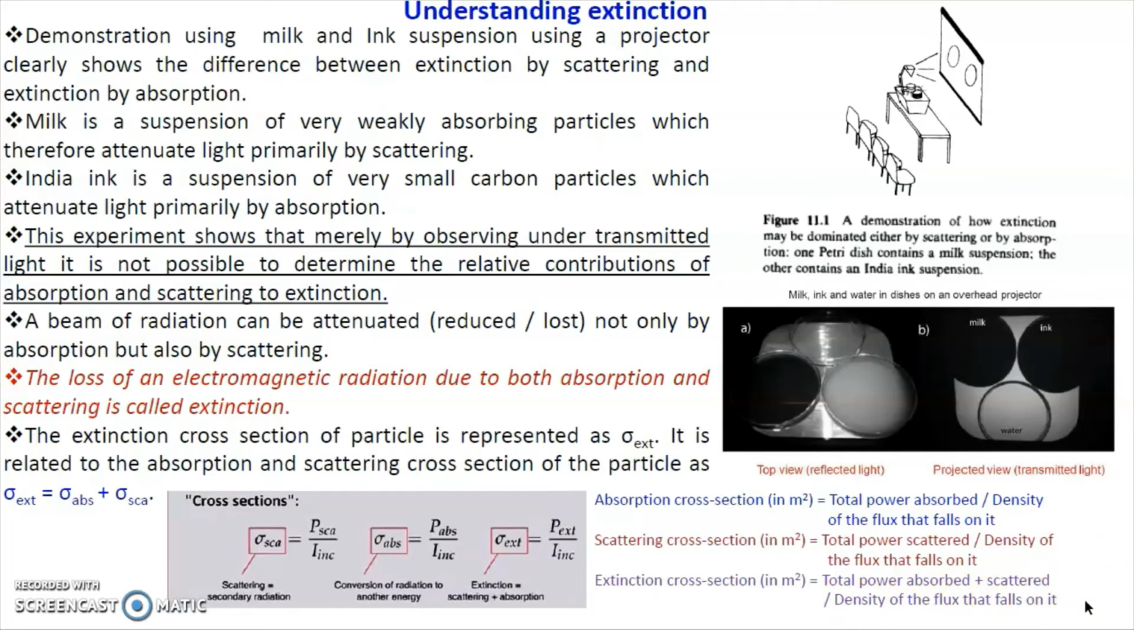Basically we tried to understand what is extinction, and as you understand, it is nothing but the combination of scattering and absorption. So why do we try to understand this? Because this kind of situation is going to happen in case of metal nanoparticles. In case of metal nanoparticles, it has been realized that absorption is possible and scattering is also possible. We will see that as we look at the optical properties of metal nanoparticles.